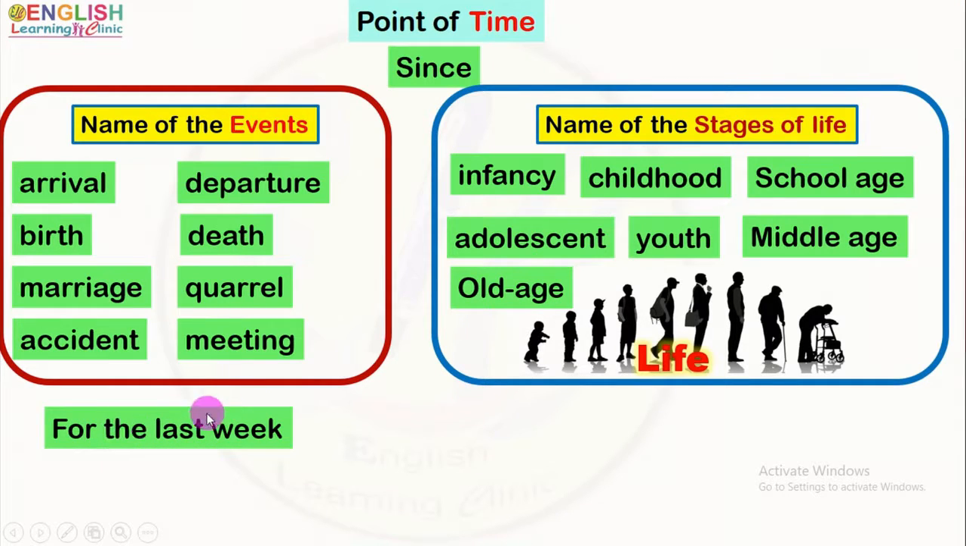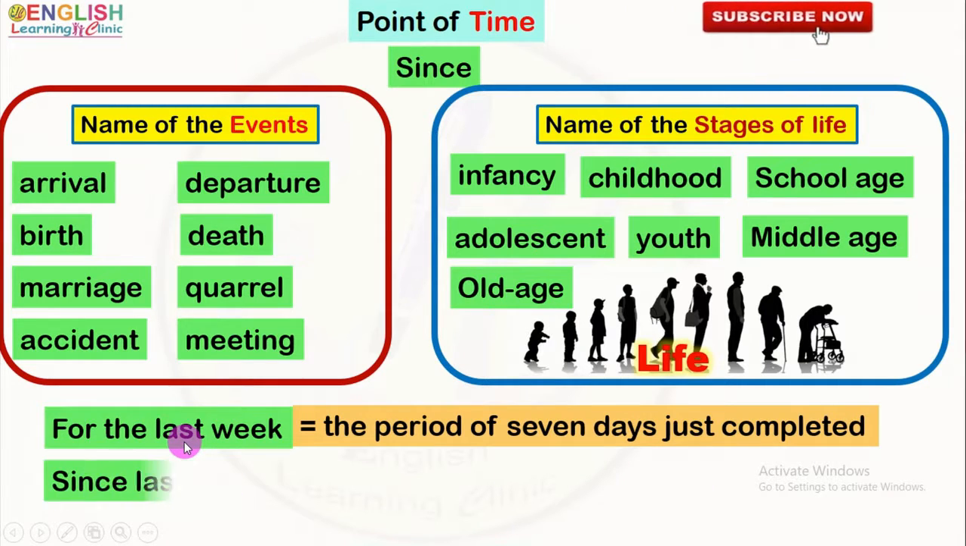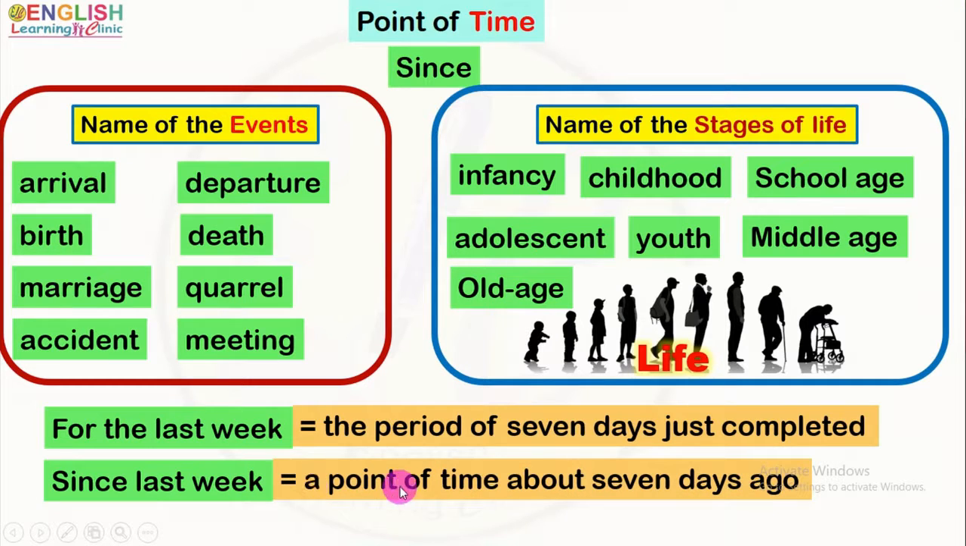Before "the last week", "for" is used because the last week means the period of 7 days just completed. But before only "last week", "since" is used because last week indicates a point of time about 7 days ago.